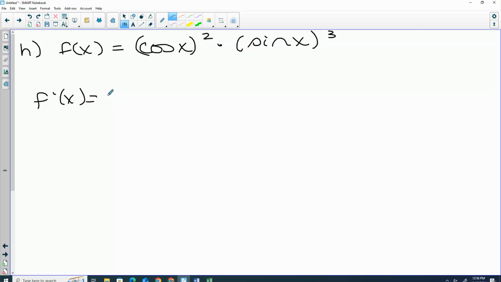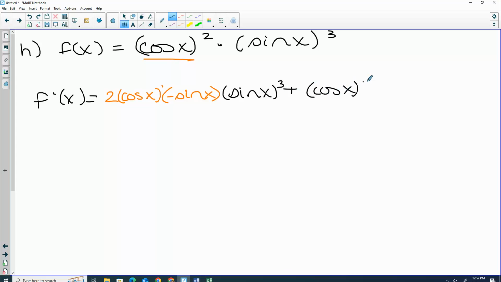So derivative of the first. If I'm doing the derivative of this, the 2 comes down, inside stays the same. Subtract 1 from the power, so now it's just to the first, times derivative of the inside, derivative of cosine, negative sine. So that's the derivative of the first times the second, plus the first, derivative of the second. So the 3 comes down, inside stays the same, subtract 1 from the power, derivative of the inside.